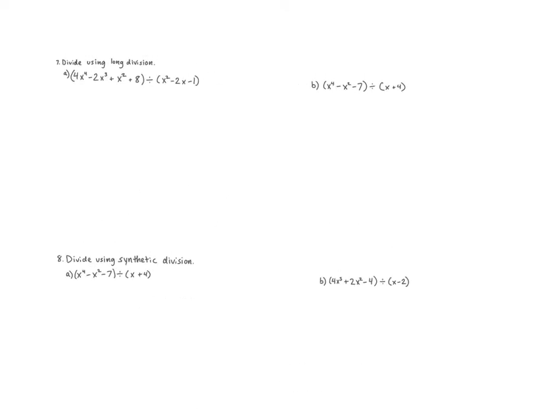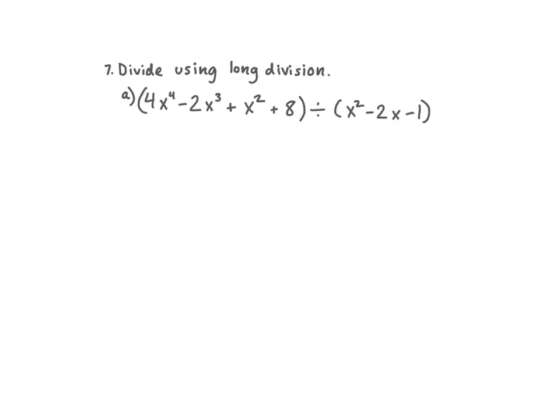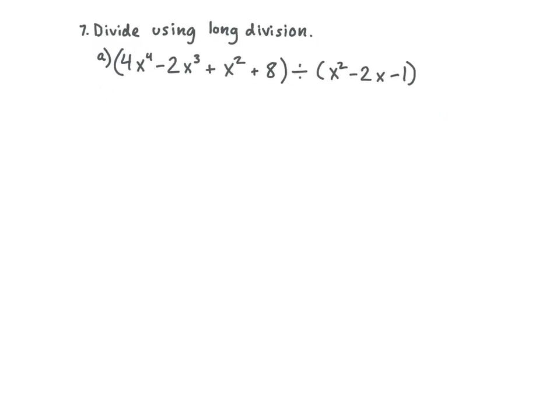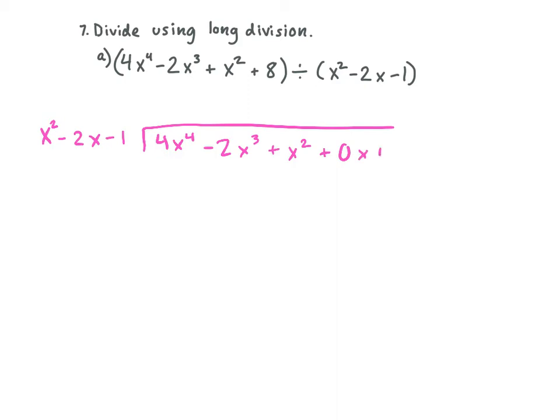We did B on Friday, so let's look at A. Which one goes on the outside? X squared minus 2x minus 1. What goes on the inside? Plus 0x plus 8. So we're missing the x term, so we just have to make that a 0x. So can't forget to include all your terms.